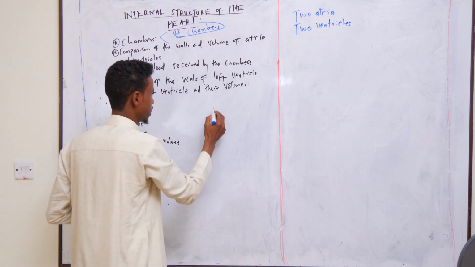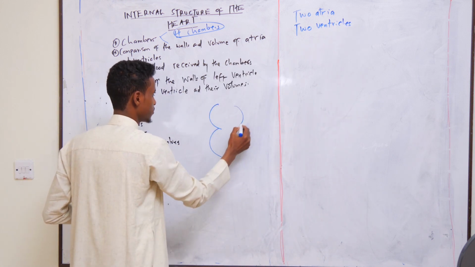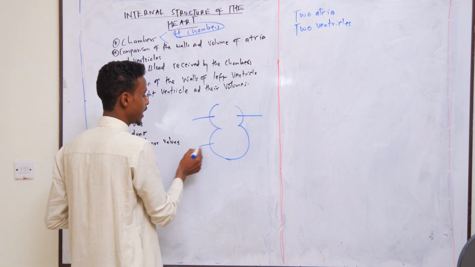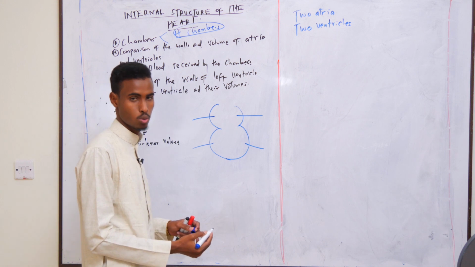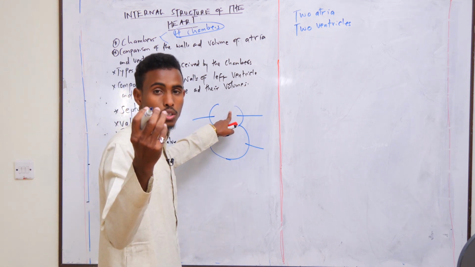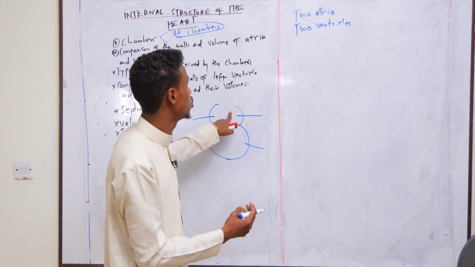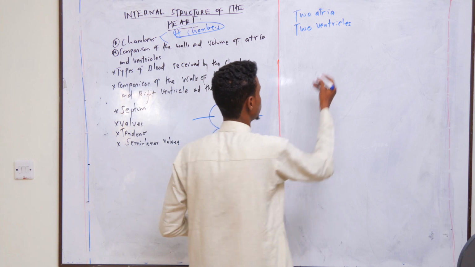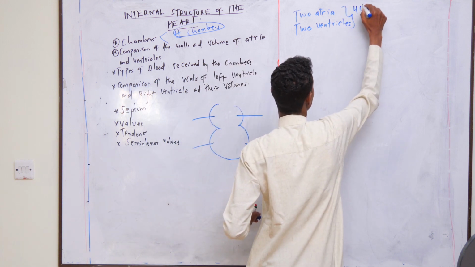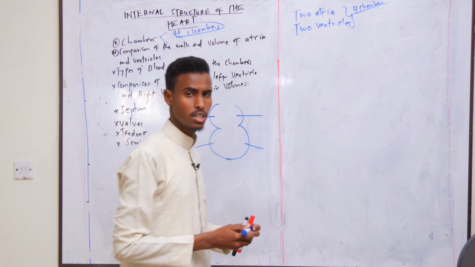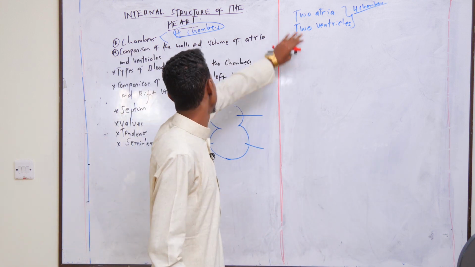If you have a rough sketch of the heart like this, you're going to see here are the 2 atria and these are the 2 ventricles. And therefore we say that the heart basically has 2 atria and 2 ventricles. And therefore the heart has how many chambers? In total, the heart has 4 chambers. Good. The 2 atria and the 2 ventricles.